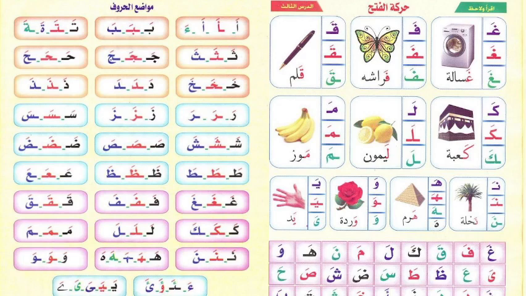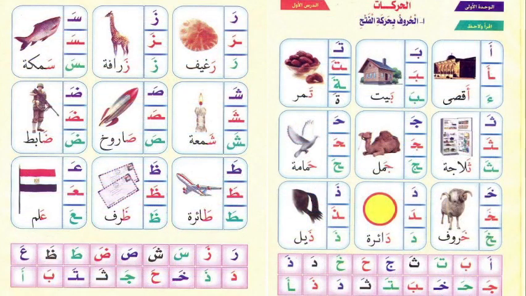We have ha fil bidayah, ha fil wasat, ha fil wasat, ha fil nihaya, ha fil nihaya. Those are the ways you write ha fil nihaya. It is different from ta, where there are some instances where you will write ta as ta fil nihaya. And a typical example is baytun.